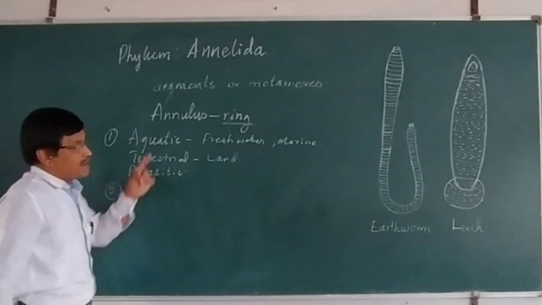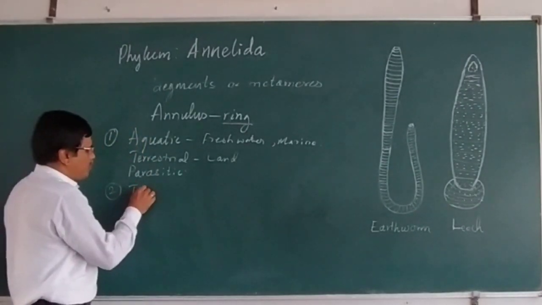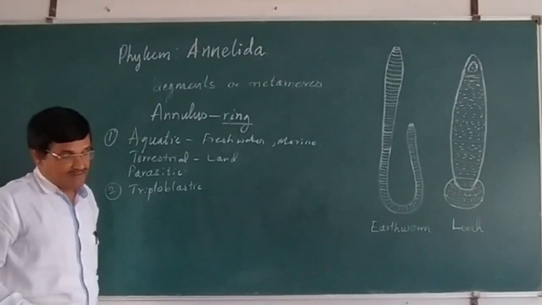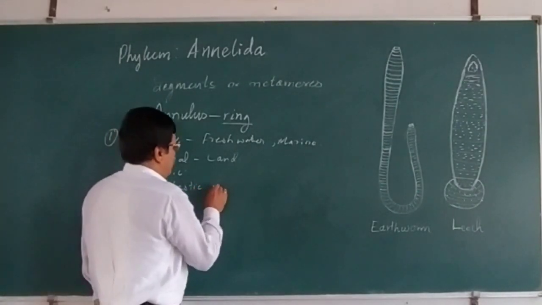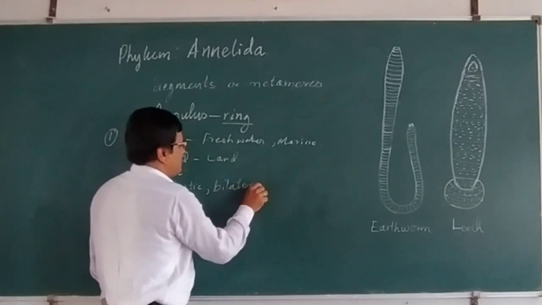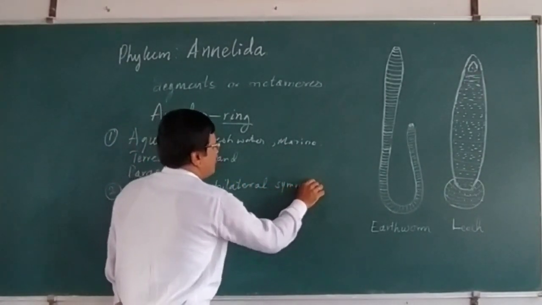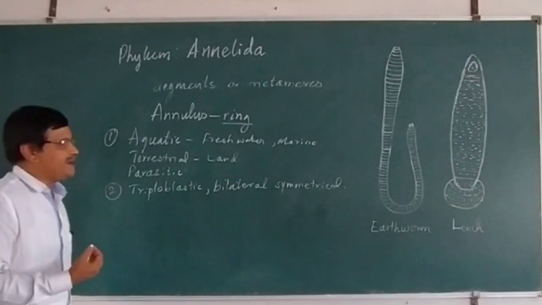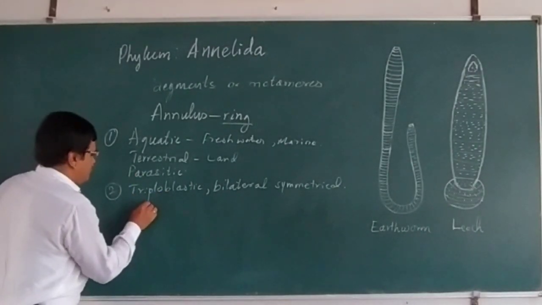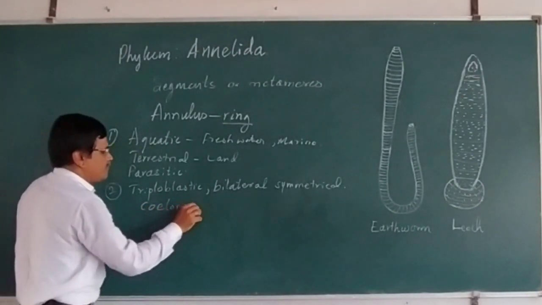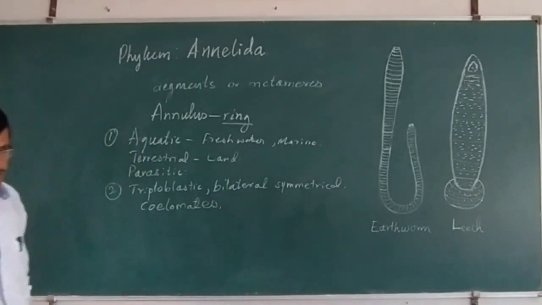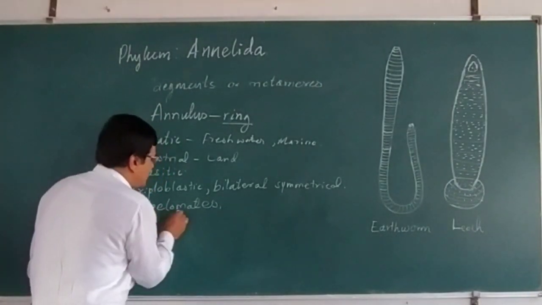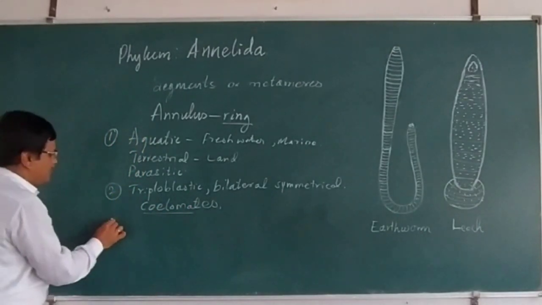The annelids are triploblastic. The body wall consists of three layers. Then bilaterally symmetrical, their body symmetry is bilateral symmetry, and coelomate. The body cavity present in their body is a coelom.